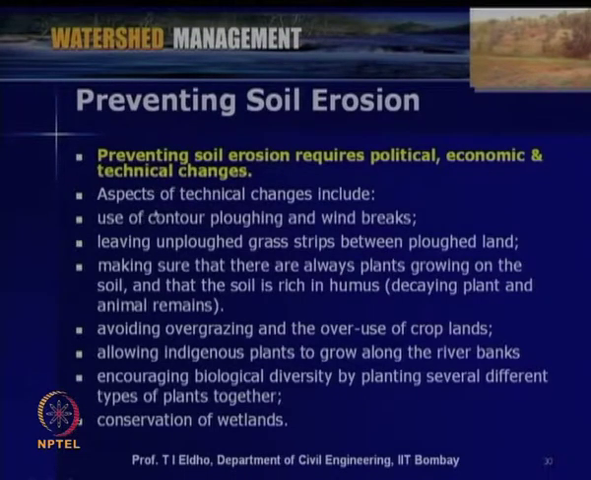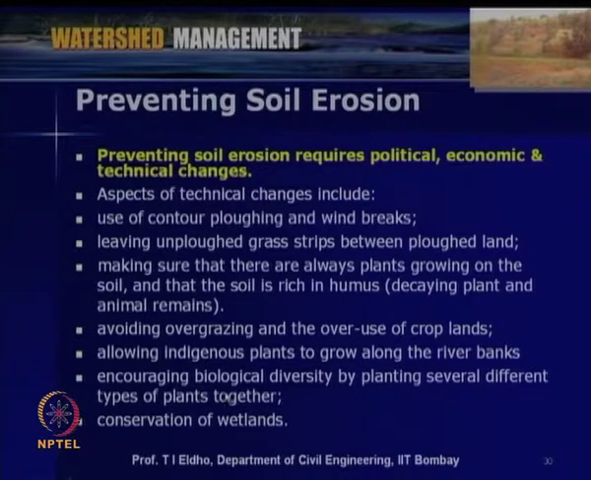So, as far as technical changes are concerned, various measures are listed here, like use of contour ploughing and wind breaks, and then leaving unploughed grass strips between ploughed lands, then making sure that there are always plants growing on the soil and that soil is rich in humus like decaying plant and animal remains, so that erosion will be reduced, and avoiding overgrazing and overuse of croplands, then allowing indigenous plants to grow along the river banks, so that soil erosion will be reduced, and encouraging biological diversity by planting several different types of plants together.